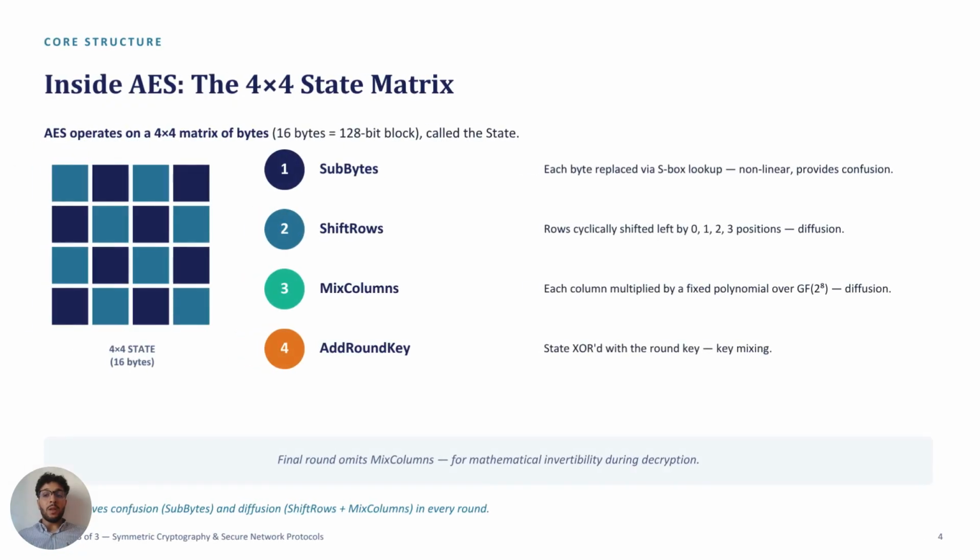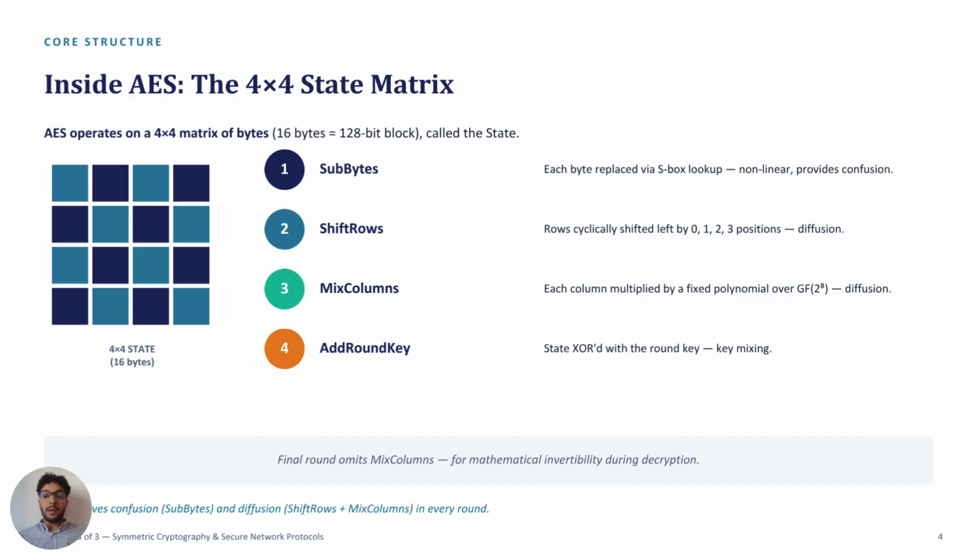AES visualizes the data as a 4 by 4 matrix of bytes, 16 bytes total, exactly 128 bits. This matrix is called the state. Each round applies four transformations to the state in sequence. SubBytes replaces each byte with a value from the S-box. This is the non-linear step, providing confusion.